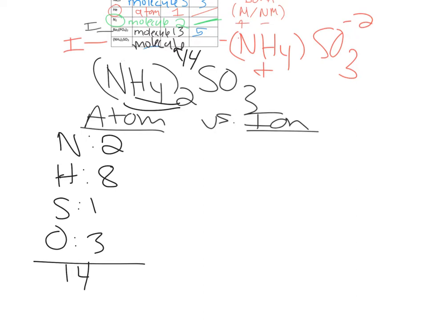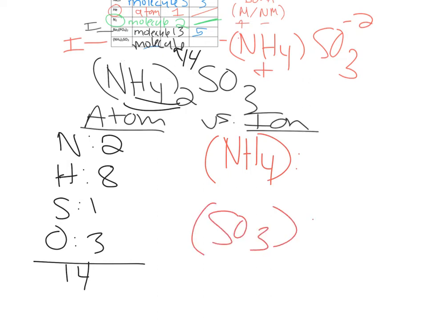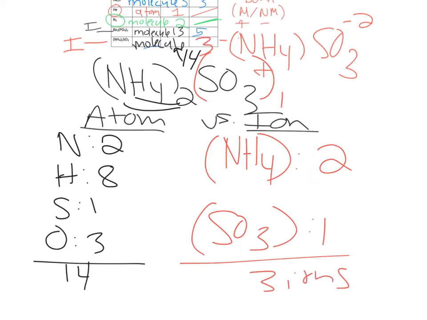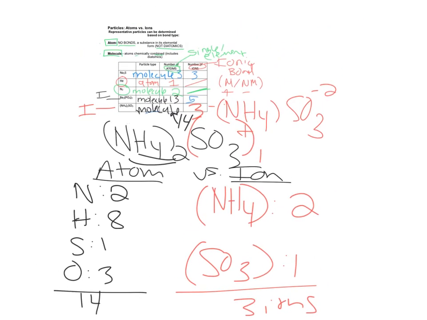But then ions, if there's polyatomics, you keep them grouped together. And in this case, there's 2 polyatomics. There's the polyatomic ion ammonium, and there's the polyatomic ion sulfite, and that was a 2-to-1 ratio. So there's a kind of understood, unseen parentheses with a 1. So there's a total of 3 ions in this molecule.